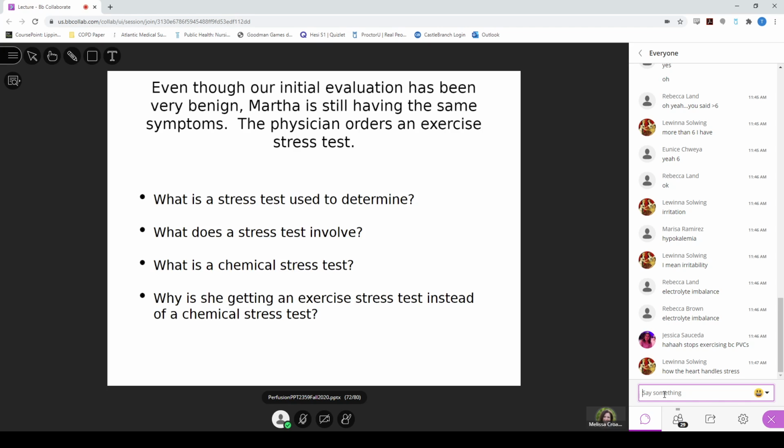And a chemical stress test is basically the same thing, except it's done with medication, and it's done for patients that aren't able to get on a treadmill. So she's getting this exercise stress test instead of the chemical stress test because she is able to exercise, she is stable, and she doesn't have any mobility limitations.